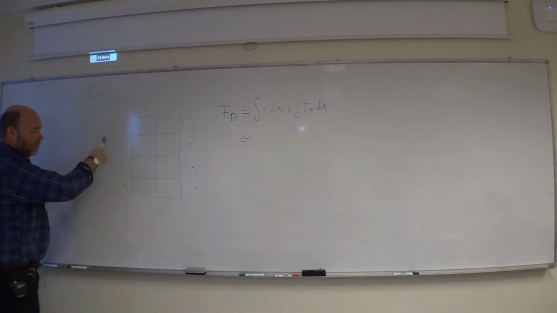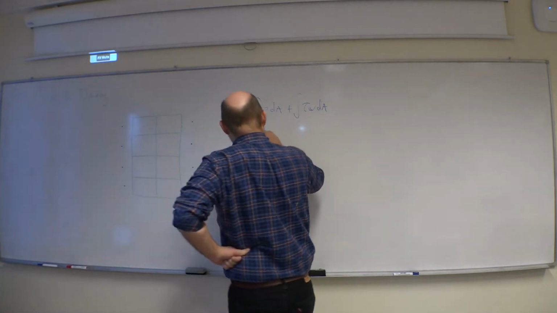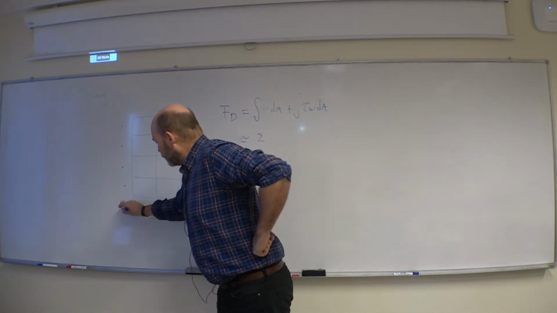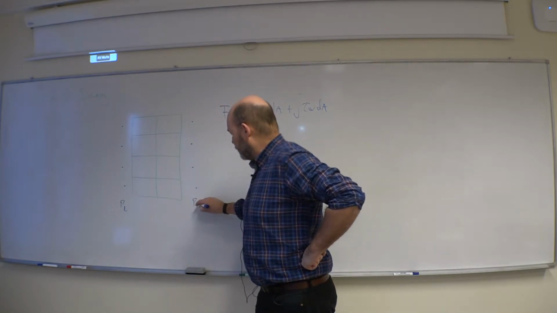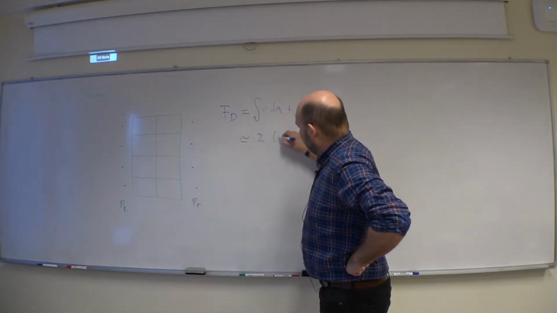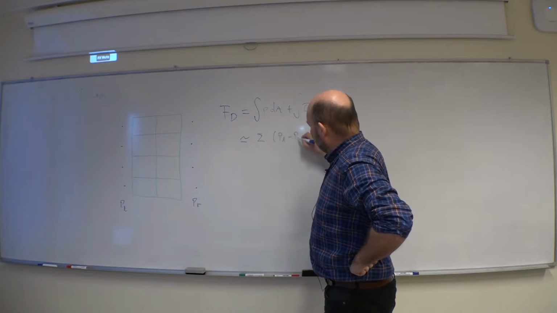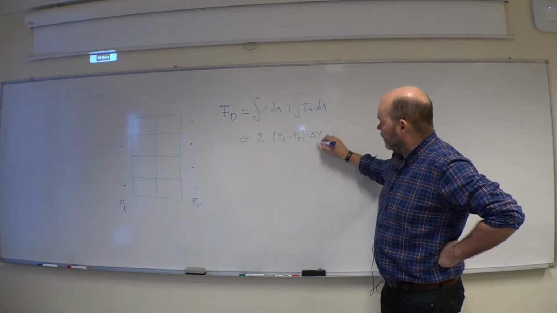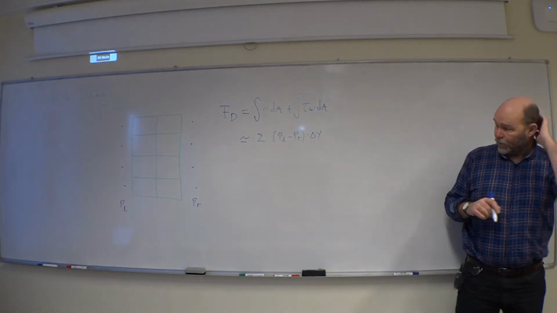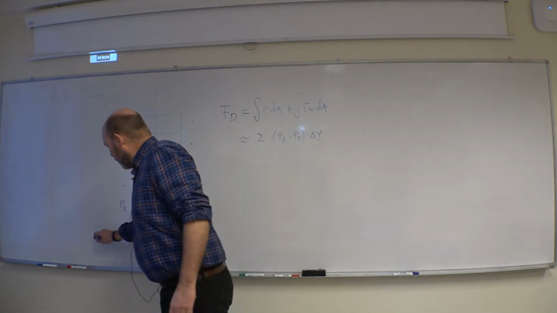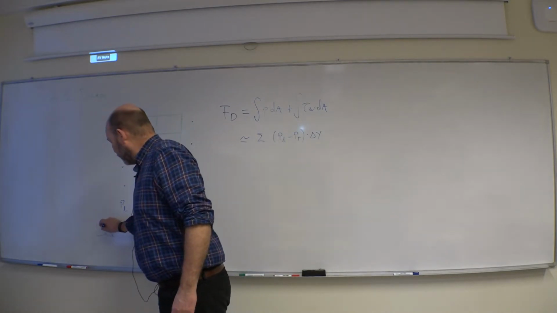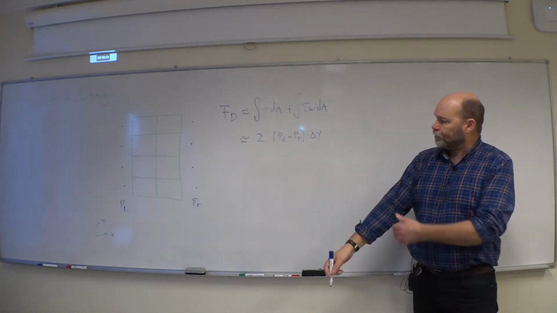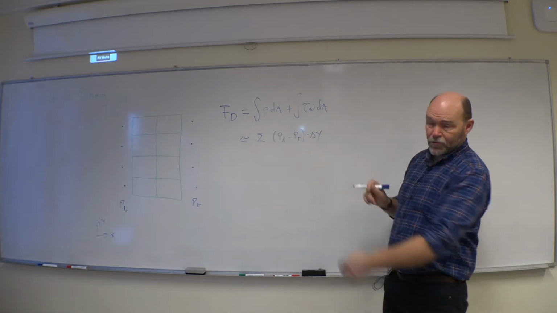To find this one, you have to do something like this. You take the sum of, say, pressure left minus pressure right, the difference, multiplied with the face that they are attacking, delta y in this case. And you have 4 of these. Then you should have the net pressure force acting on this one.